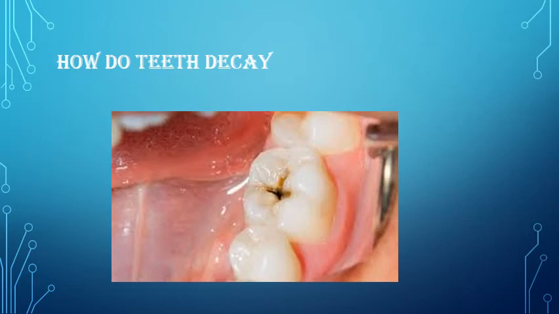Now, next topic we have, how do teeth decay? We have mostly seen many teeth like this. So we all know teeth are the hardest part of the human body. Even after death, they remain intact for years. Tooth decay is the most common disease in the world. This decay slowly leads to complete destruction of the tooth.